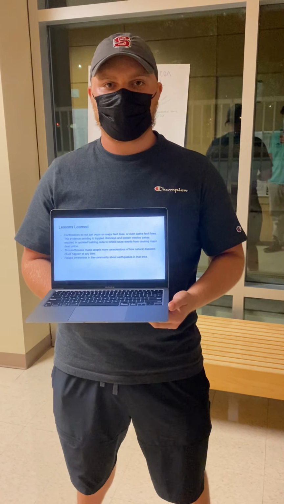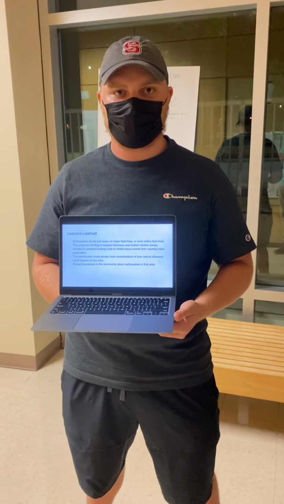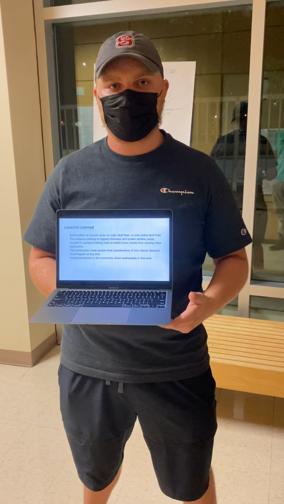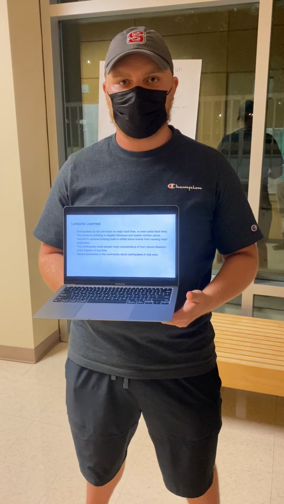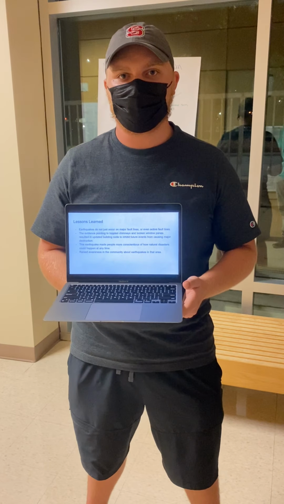Also, when this earthquake happened, it made people more aware of what could happen during an earthquake, where it could occur, and how it would affect them. So it helped them create a plan for when these future events happen to them.